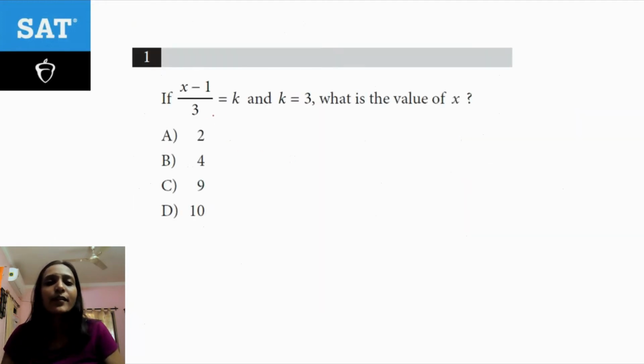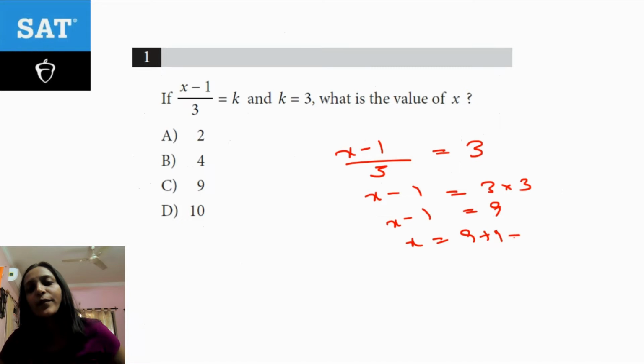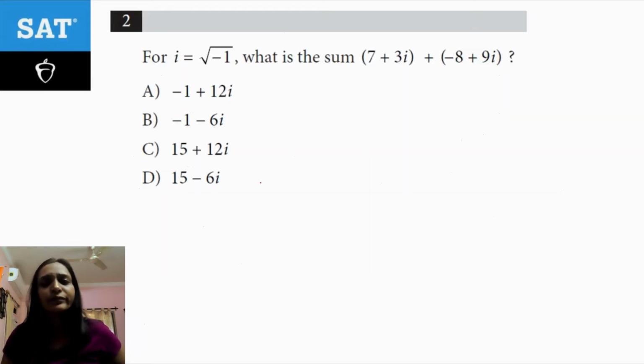Here we have (x − 1)/3 = k = 3. Then what is the value of x? So we'll just say (x − 1)/3 is equal to 3. So x − 1 is equal to 3 times 3, which would be 9. So x − 1 is 9. So 9 plus 1 would be equal to 10. So the answer is D for this question.